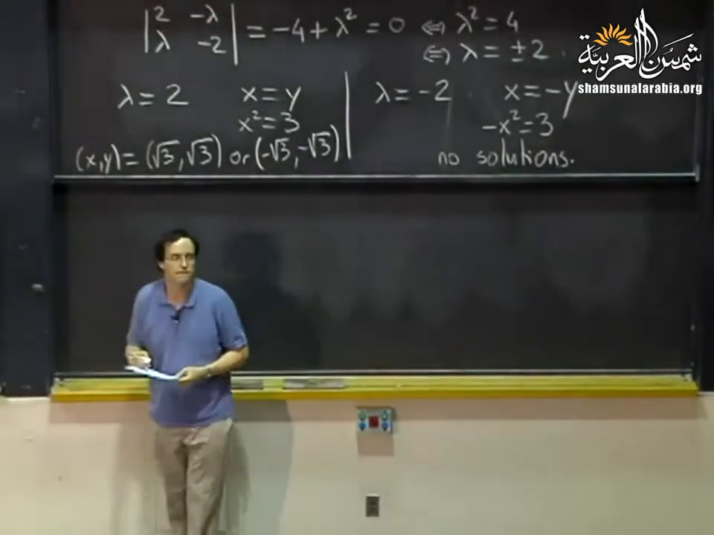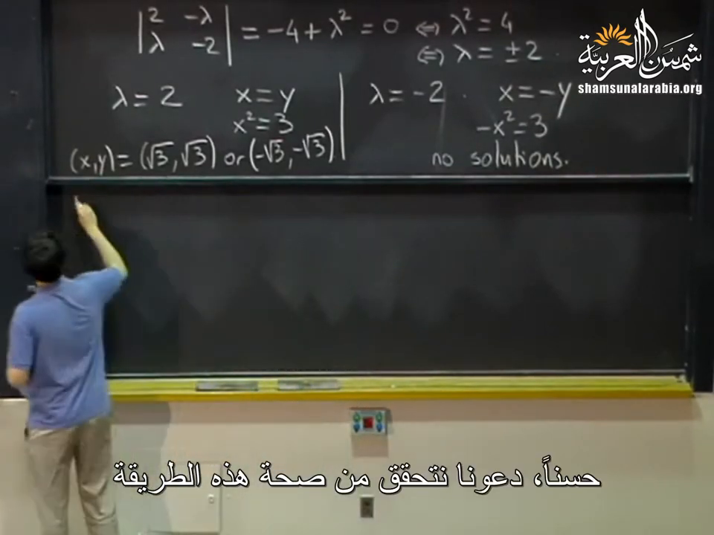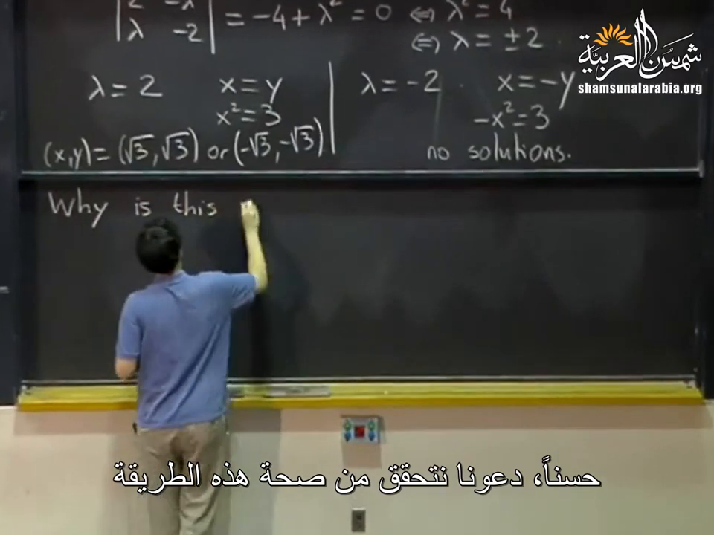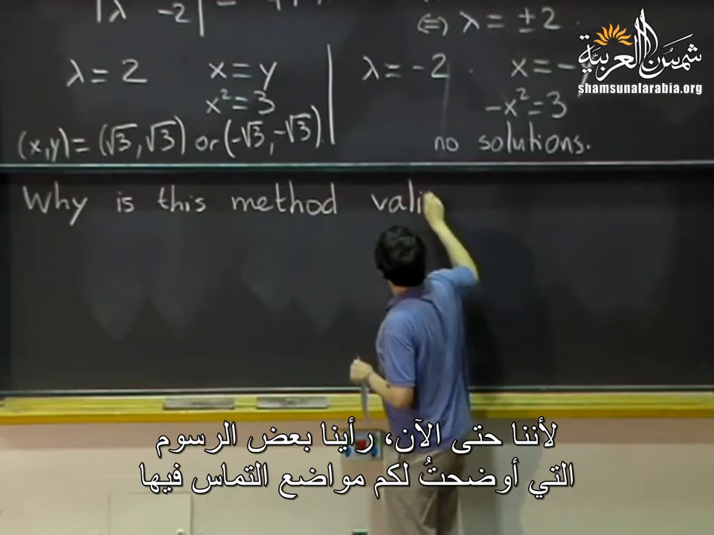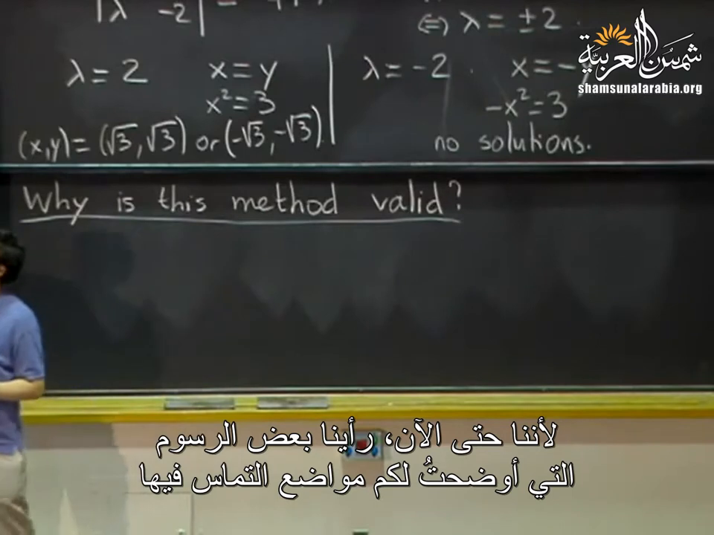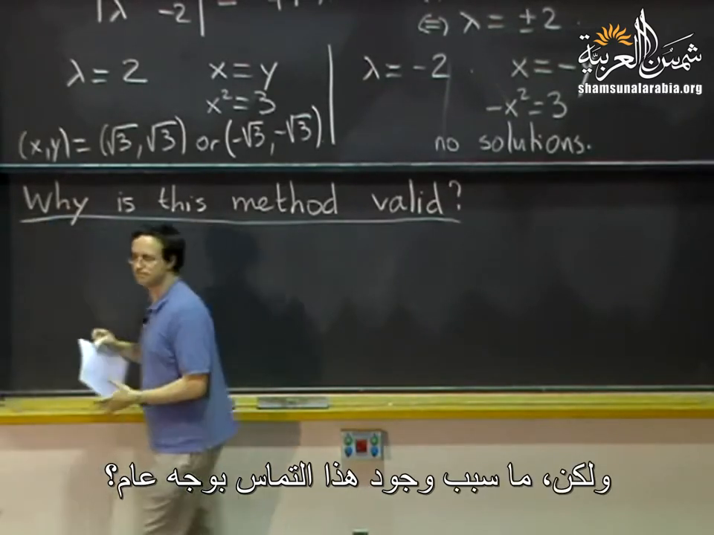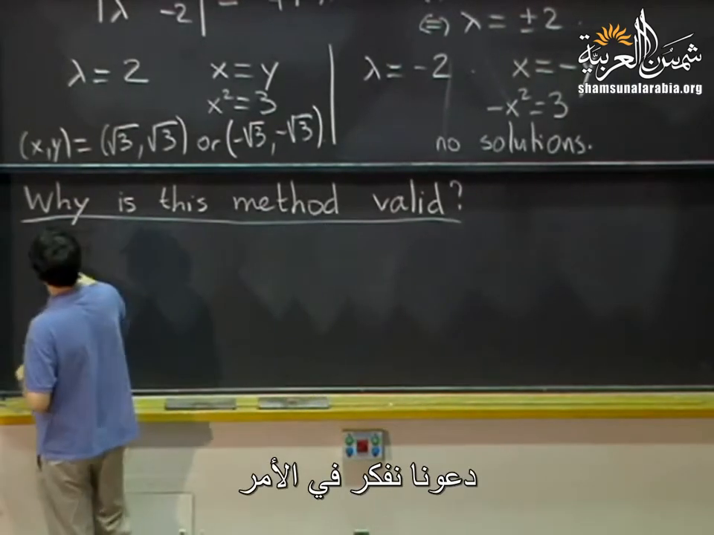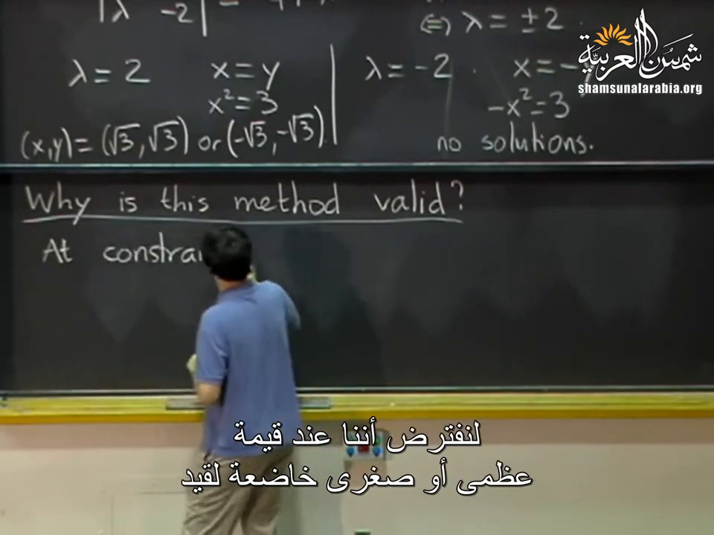So let's try to see why this method is valid. Because so far I've shown you pictures, and I've said, well, see, they're tangent. But why is it that they have to be tangent in general? Okay, so let's think about it. Let's say that we are at a constrained min or max.